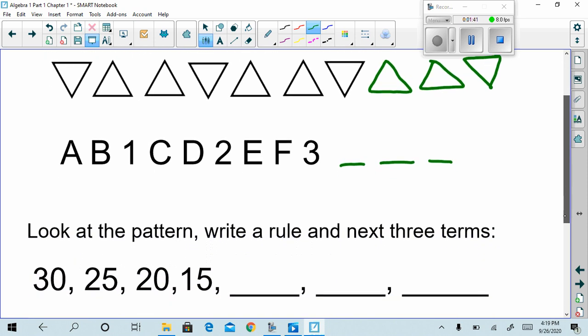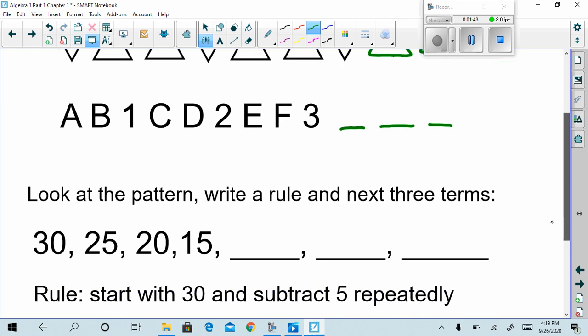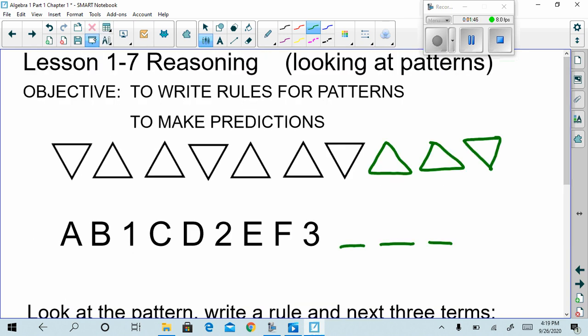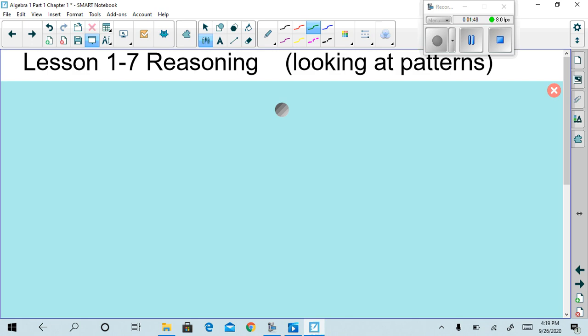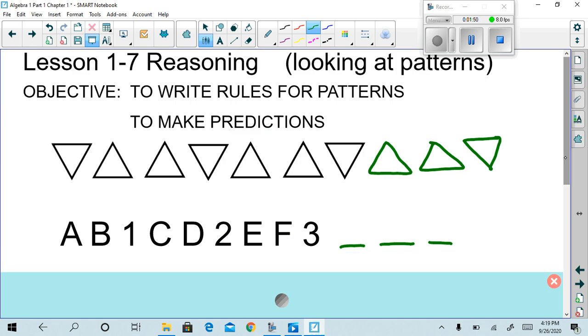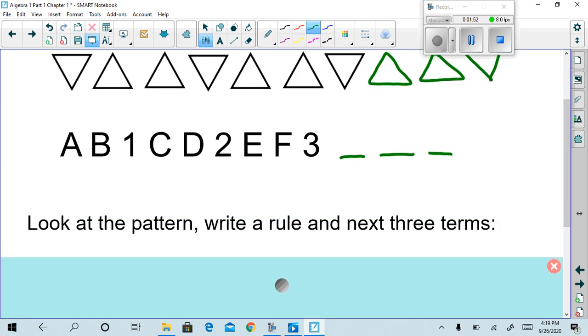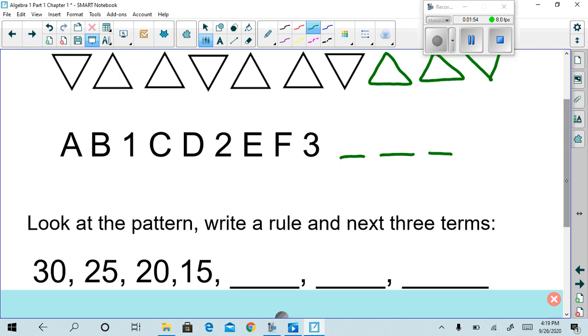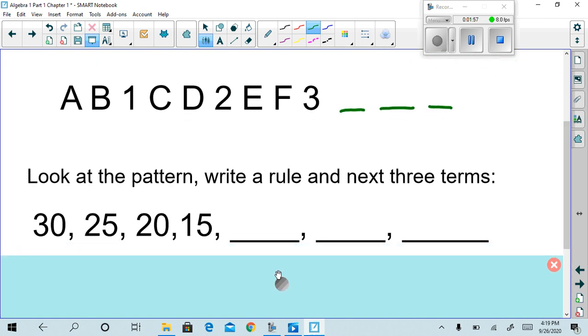Now that we've seen a couple patterns, let's talk about looking at these and coming up with the rule. The rule that tells me how to go from one term to the other. Now, to observe a pattern, we have to look at how the numbers are going. If the numbers are going down in value, that could mean that I'm either subtracting or dividing. If the numbers from the start are going up, that could be an addition or a multiplication. So you need sometimes to test both out.